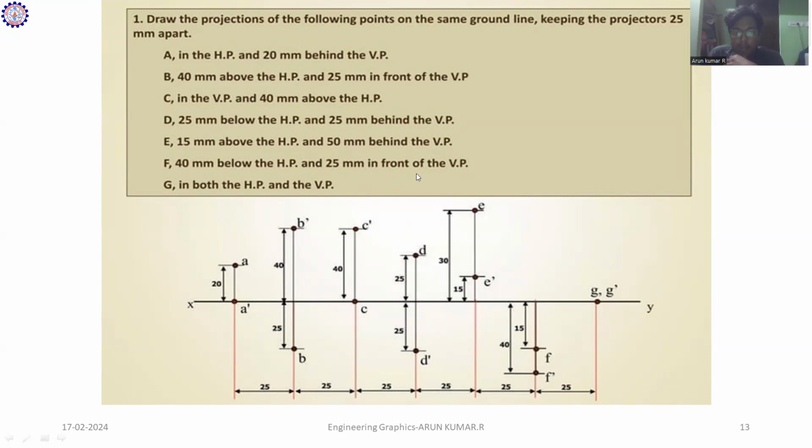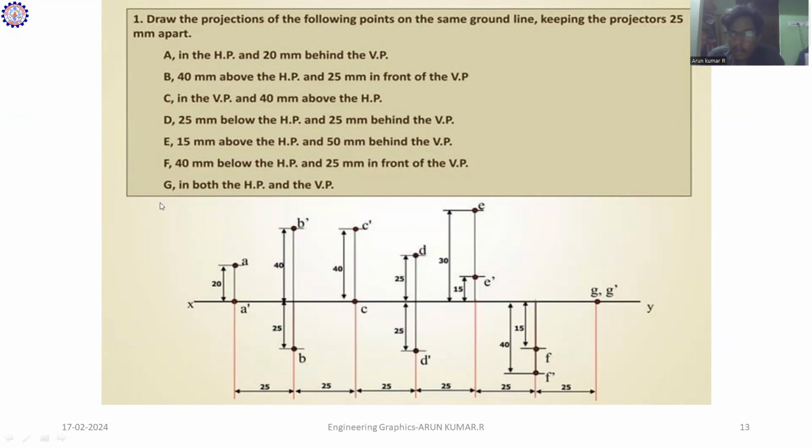Then 25 mm in front of VP, you draw F. Here the point value is not clearly mentioned, so based on your problem you have to mark the dimensions. Here it is 25 mm in front of VP, so you mark that 25 mm as a point. Its name is F. Whenever you discuss the problem, you mention small letters for the views and capital letters in the problem statement. After completing the F point, you move to the next point.